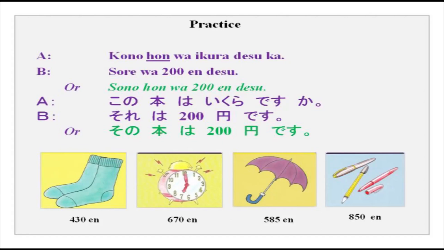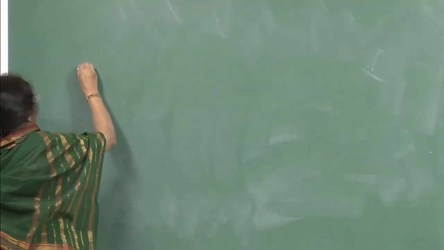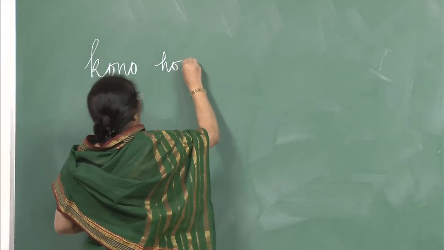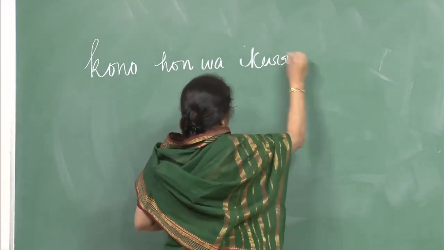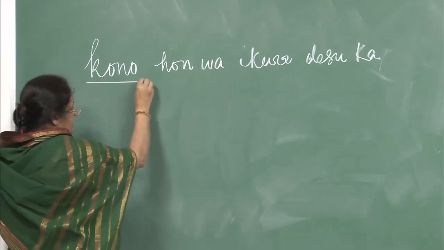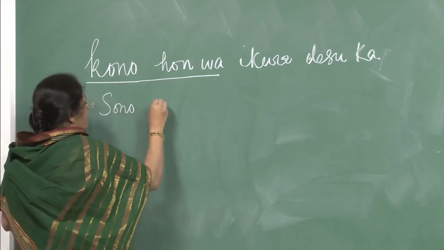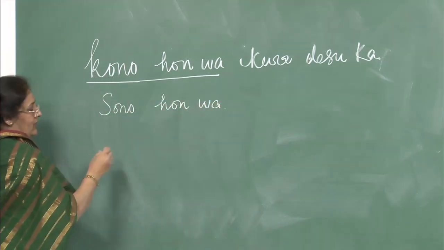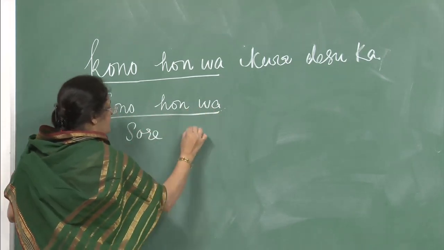Now you have a lot of pictures over here for you. These four things, kutsushita, tokei, kasa and pen. What you need to practice with your friends is kono hon wa ikura desu ka? So the answer would be sore wa 200 yen desu, or sono hon wa 200 yen desu. So please point at the object: kono hon wa ikura desu ka? This could be answered as sono hon wa 100 yen desu. It could also be sore wa.